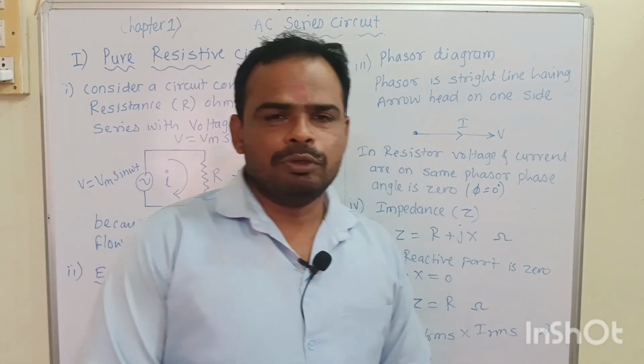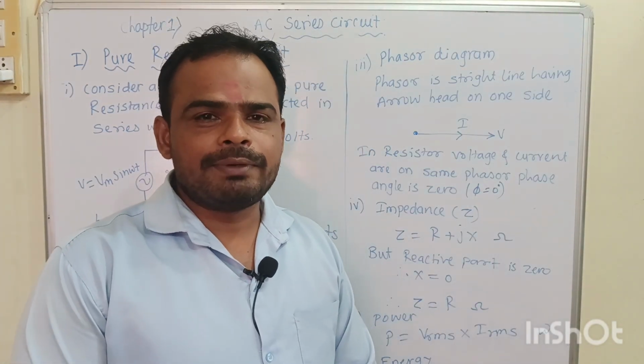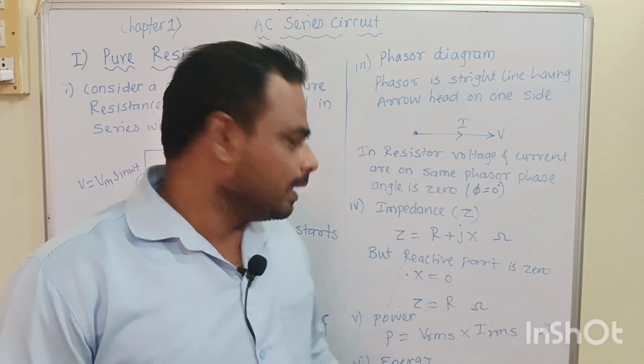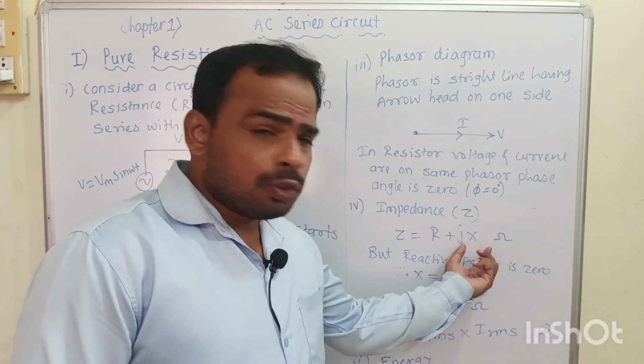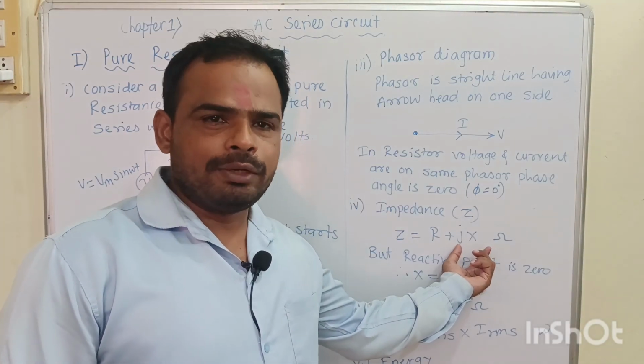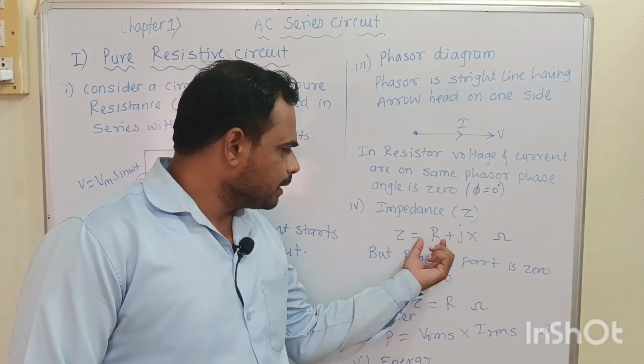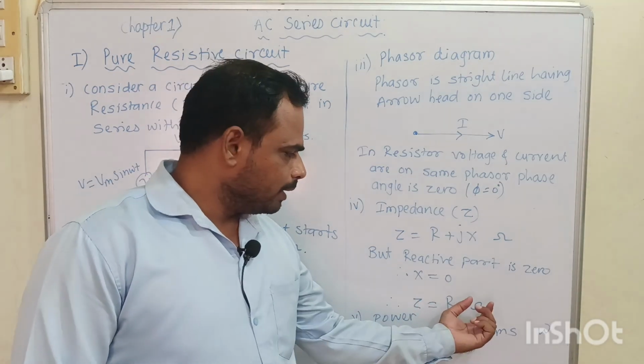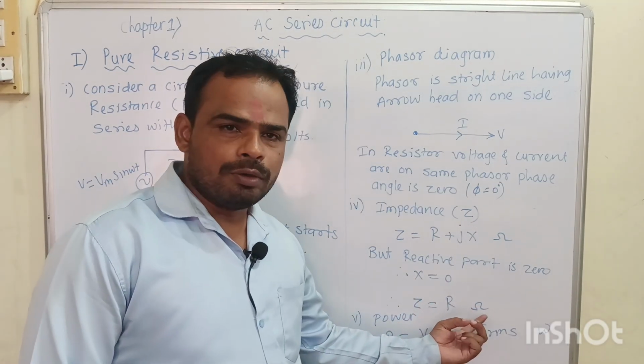हा प्युअर रेजिस्टिव्ह सर्किटचा इम्पेडन्स आहे. इम्पेडन्सची व्हॅल्यू किती असते रेजिस्टिव्ह सर्किटमध्ये? इम्पेडन्स इज इक्वल टू R, कारण की त्याच्यामध्ये जो रिएक्टिव्ह पार्ट असतो तो रिएक्टिव्ह पार्ट 0 असतो. म्हणून ह्या ठिकाणी Z is equal to R and unit of Z is ohm.